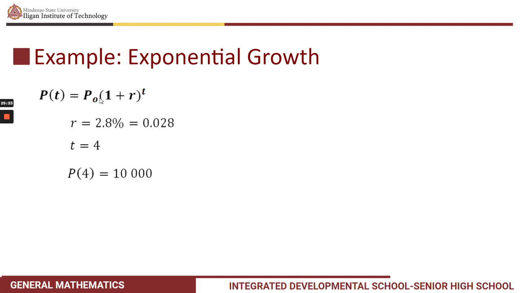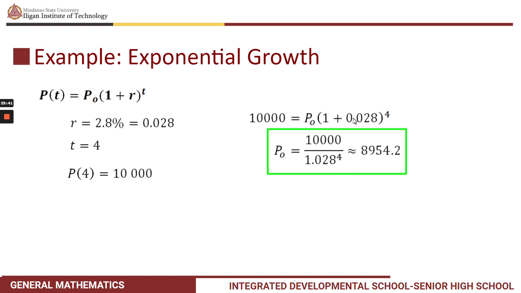So we're actually trying to solve for the initial quantity, so P sub 0. If we substitute these values to the equation, we'll get this. Using PEMDAS, we add 1 plus 0.028, you'll get 1.028 raised to 4, and then divide both sides, you'll get P sub 0 equal to 10,000 over 1.028 raised to 4, which is approximately 8,954.2. So that is the approximate number of people infected at first.